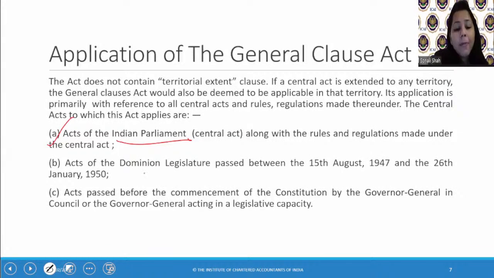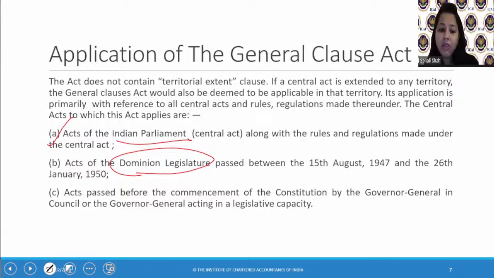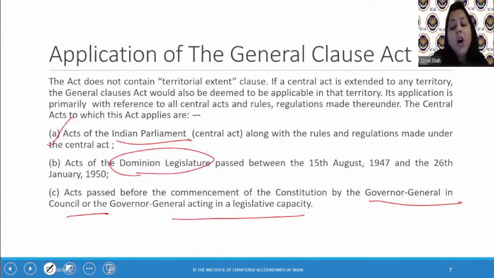Acts of the Dominion Legislature. The Dominion Legislature was the legislature in existence between our independence and before the Constitution of India came into force, that is the duration between 15th August 1947 to 26 January 1950. So whatever legislations were made during this term, to them also the GC Act is applicable. Acts passed before the commencement of the Constitution by the Governor General in Council or the Governor General acting in legislative capacity.